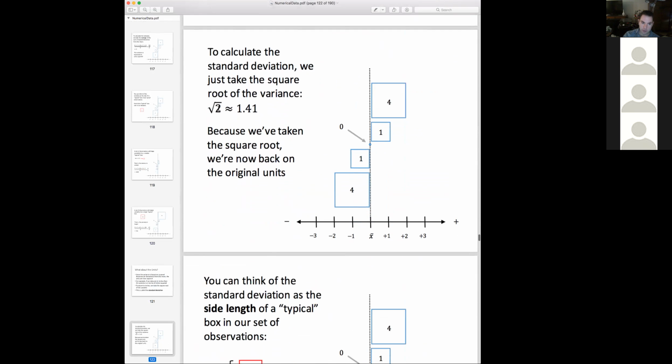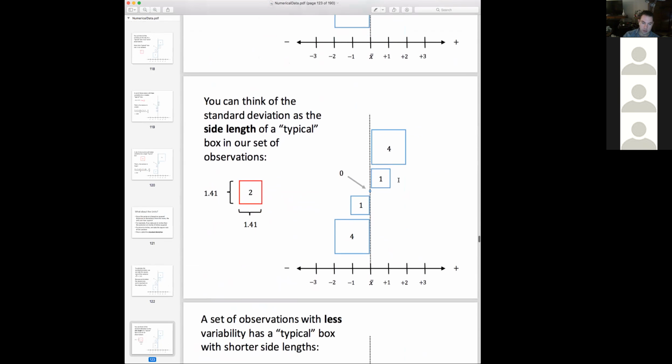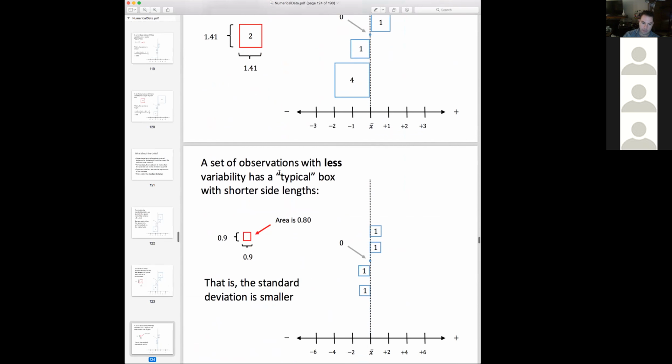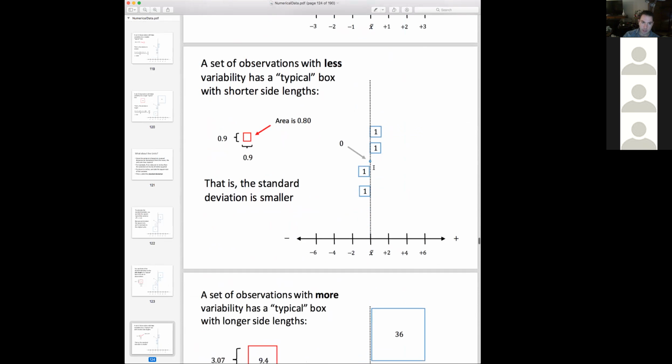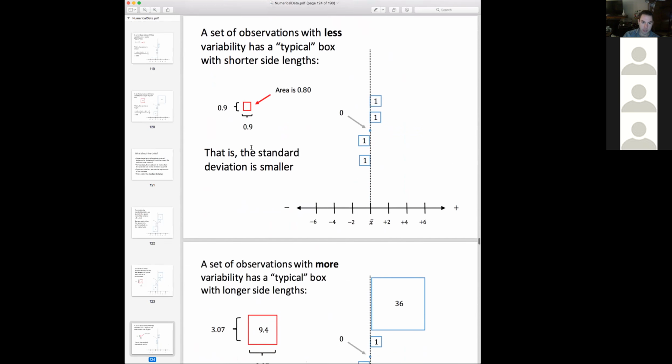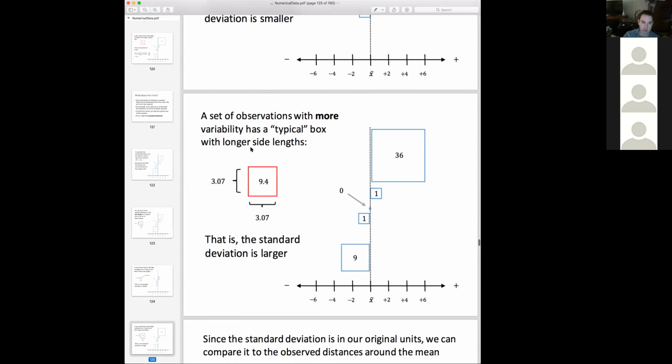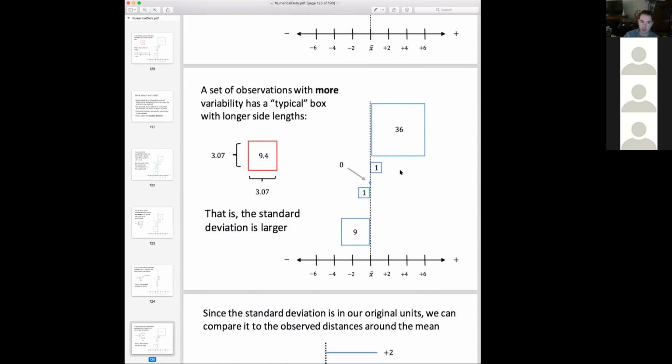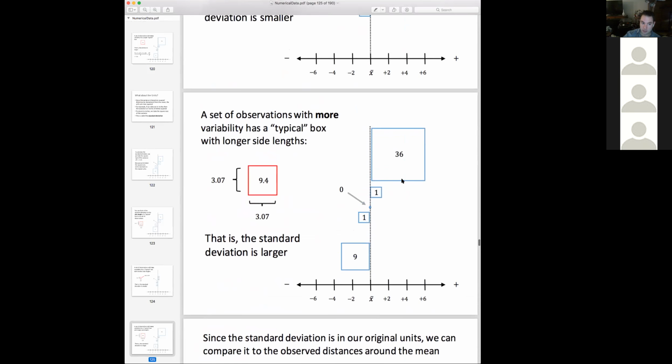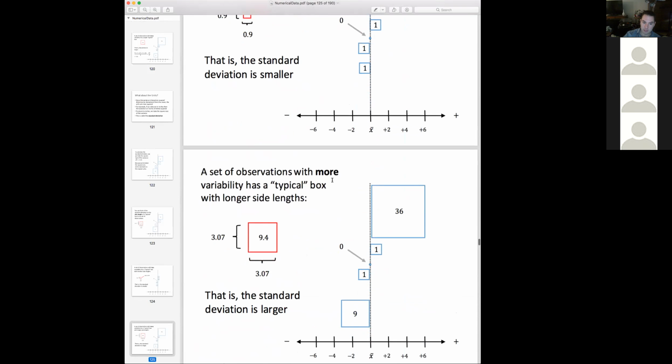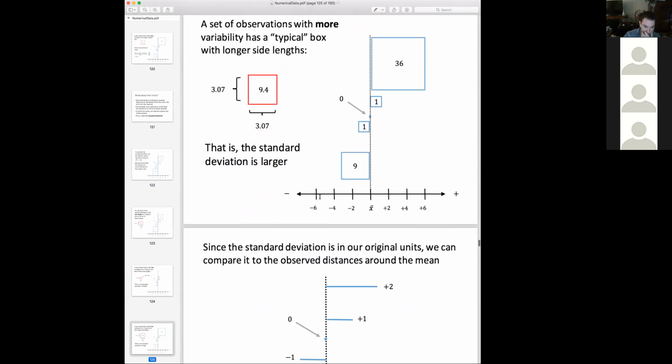In this example where we found the variance to be 2, we can take the square root of that and get about 1.4 as the standard deviation, as you can see here. In this case, you have 0.8, and if you take the square root, we have 0.9. Here, the variance was 9.4. We could take the square root of that and get 3.07. So the standard deviation is 3.07, and it's a larger standard deviation than in this case because you can see there's more spread to the data.